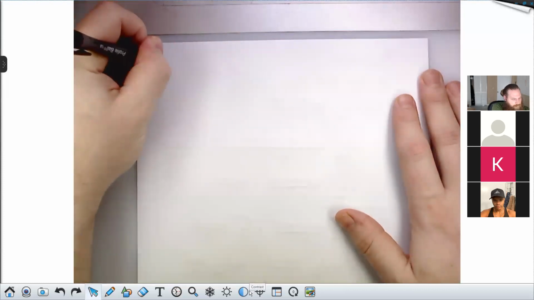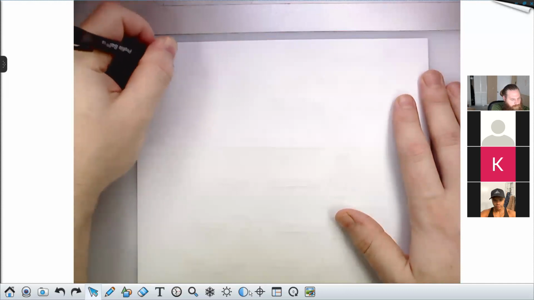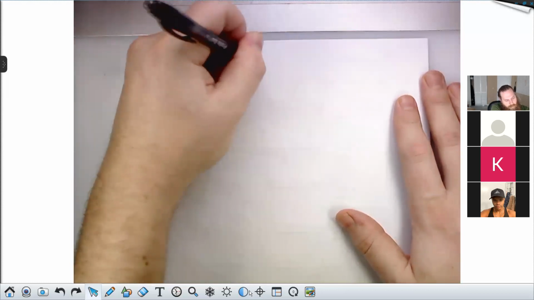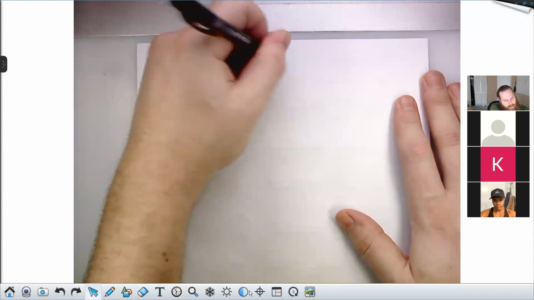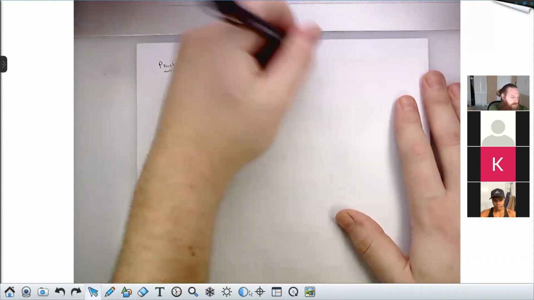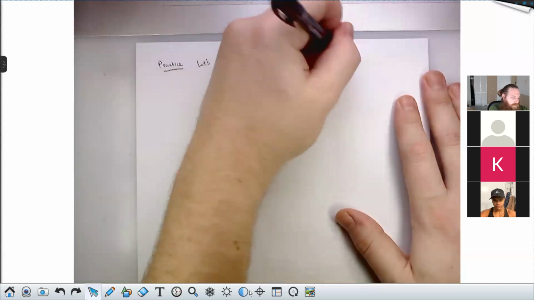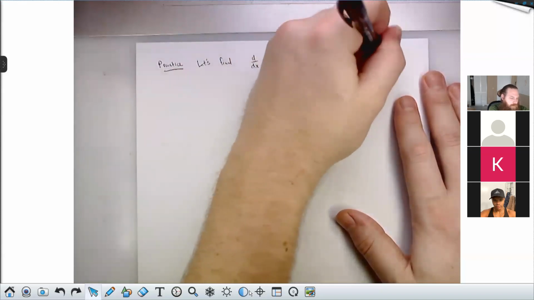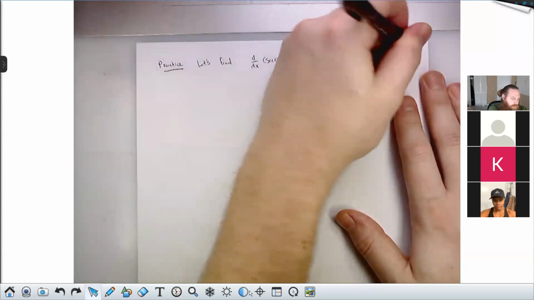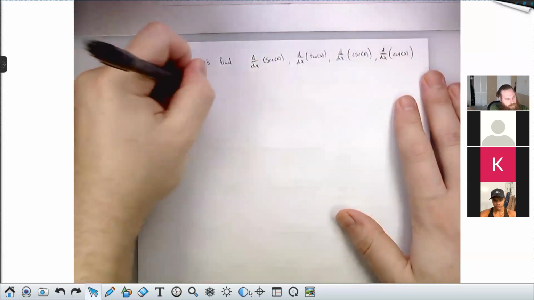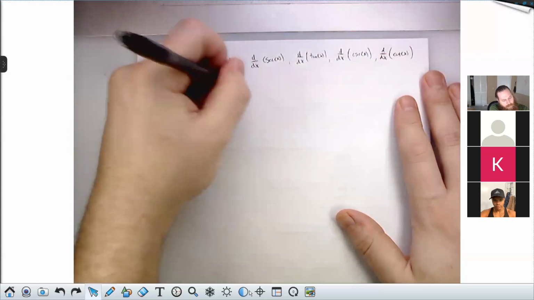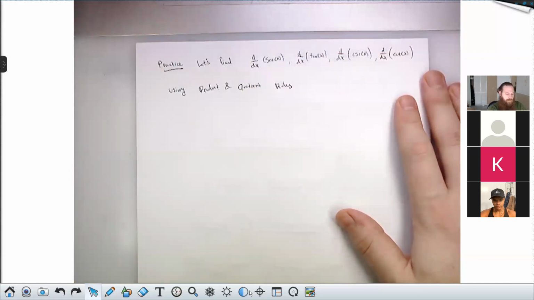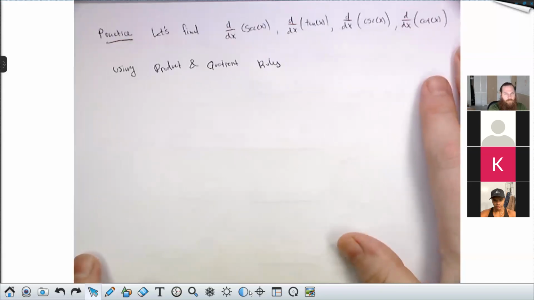Practice. Let's find d dx of secant x, d dx of tangent x, d dx of cosecant x, and d dx of cotangent x using product and quotient rules. So I'll do the first one here for you.